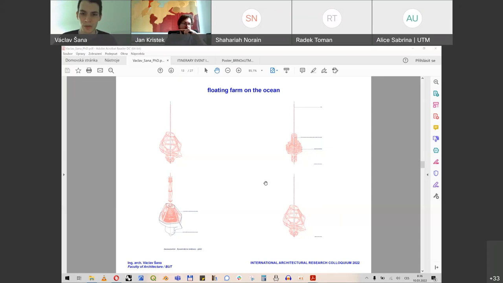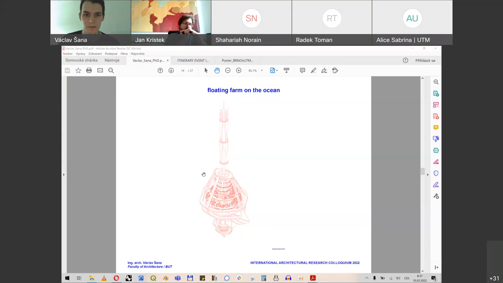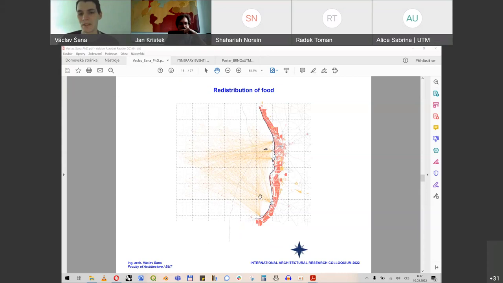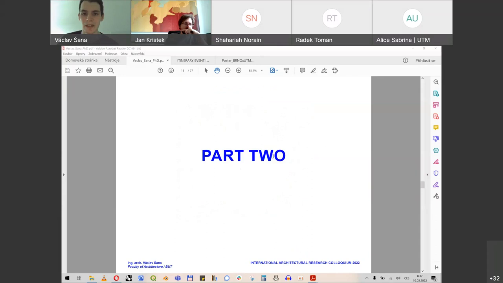So it has a vertical system and a horizontal system, a shape and a construction system. Maybe for a longer explanation, this is the axonometry. It's a floating vertical farm, and I think about a quantity of them redistributing food, so that the areas around the coasts of the ocean could grow because they have enough food and agriculture production. This is the case study about the port city in Australia.